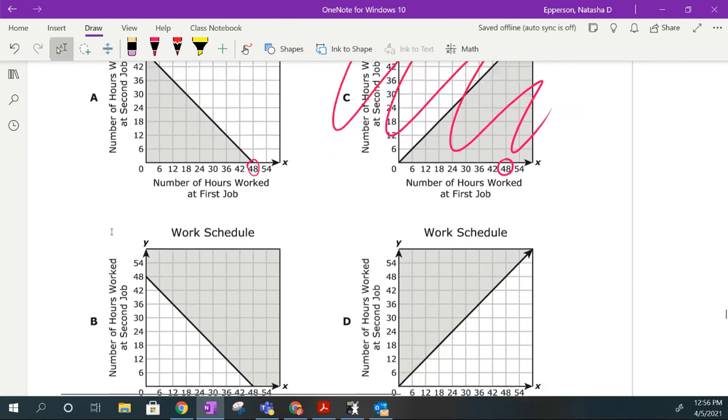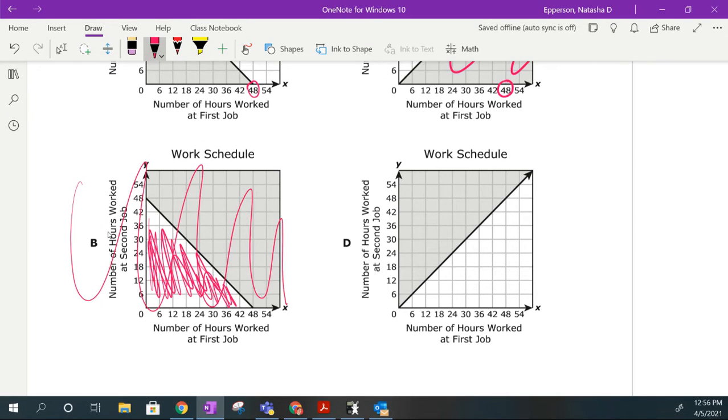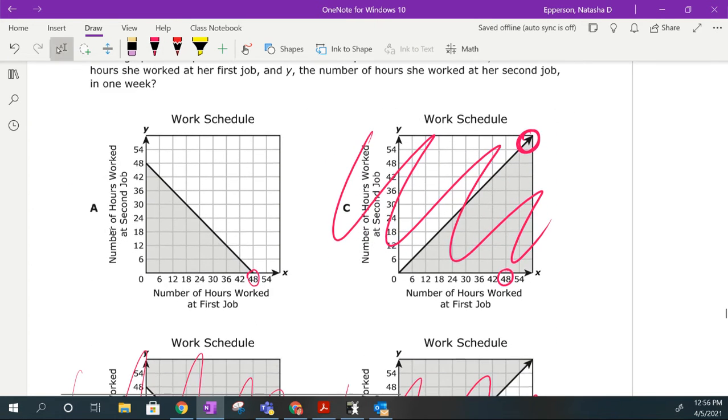Okay, A looks really good, a really good candidate for me. B is not going to work because it's above the area. If we're talking about the number of hours, we're looking at the number of hours below the line of the graph. So B is going to be out. And same situation as D. So by default, our answer has to be A. And it is A, just if you think about it, if we talk about our region, she can work anywhere between 0 and 48 at her first job and 0 and 48 at her second job.